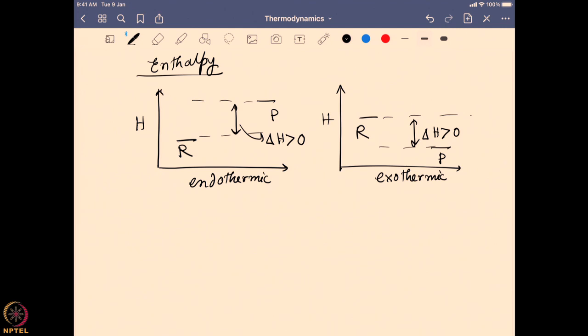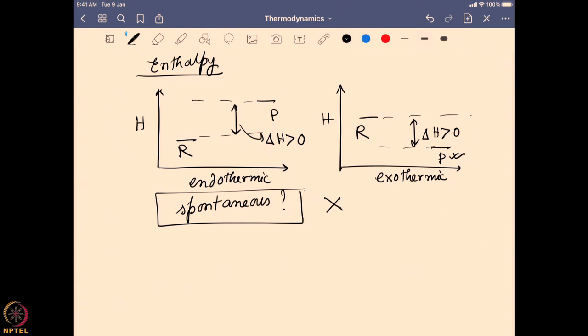Now exothermic and endothermic processes tell us how much heat will be released, whether it is coming out of the process or going into it. But they never say anything about the spontaneity of the reaction. Whether the reaction will be spontaneous or not is unanswered till now. Is it always that an exothermic reaction occurs spontaneously because the product is more stabilized with respect to enthalpy than the reactant? What is the relation between exothermic reaction and spontaneity?